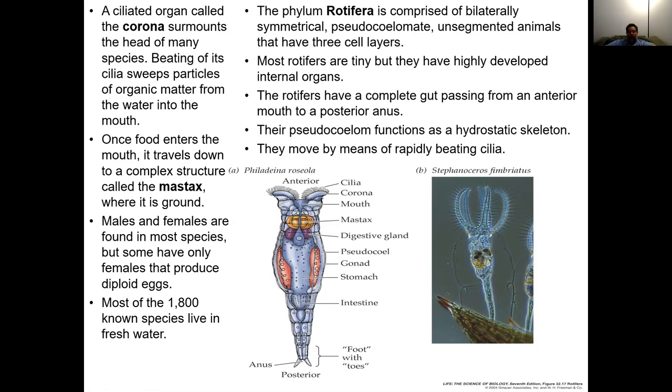The ciliated organ around their mouth is called a corona, and that's what's beating the particles towards their mouth. And again, the phylum is known as Rotifera, and it's comprised of bilaterally symmetrical, pseudocoelomate, unsegmented animals that have those three cell layers, the ectoderm, the mesoderm, and endoderm. Most rotifers are very tiny, but they have highly developed internal organs. The rotifers have a complete gut passing from the anterior mouth to the posterior anus. Their pseudocoelom functions as a hydrostatic skeleton, and so they can move, and they can also move by rapidly beating their cilia.